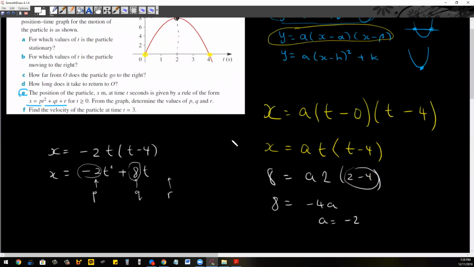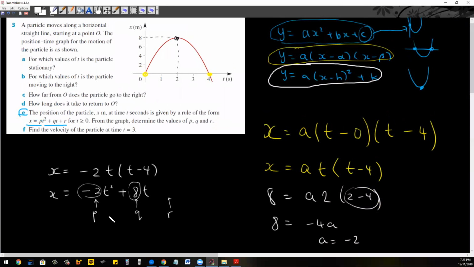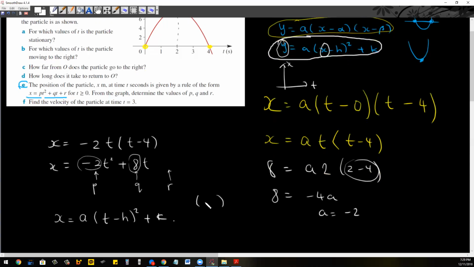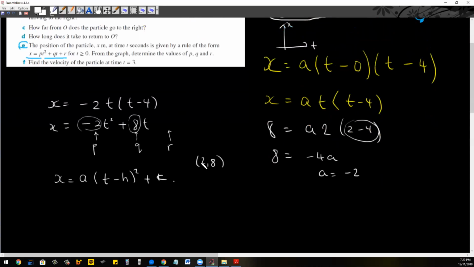Another way of doing this is to use the vertex form. I'll show you how. x is equal to a, where x takes the y-axis value and t takes the x-axis value. So x is equal to a(t minus h) squared plus k. We know the vertex is 2, 8, so plug in 2 and 8. You get x is equal to a(t minus 2) squared plus 8.